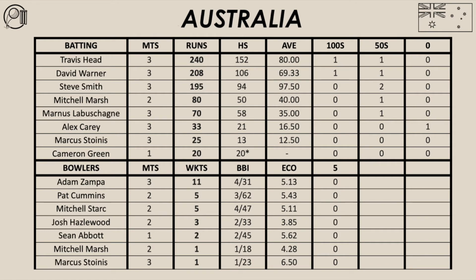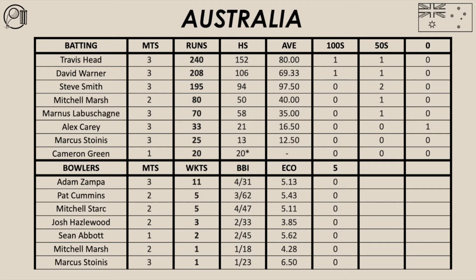So that just shows that the Australian bowling was pretty good, and the England batting was quite poor, to be honest, to them. But the Australian bowling, very good. Adam Zampa led the way with 11 wickets. Everyone else chipped in and did their role. Adam Zampa, very good leg spinner, continues to get better and better.